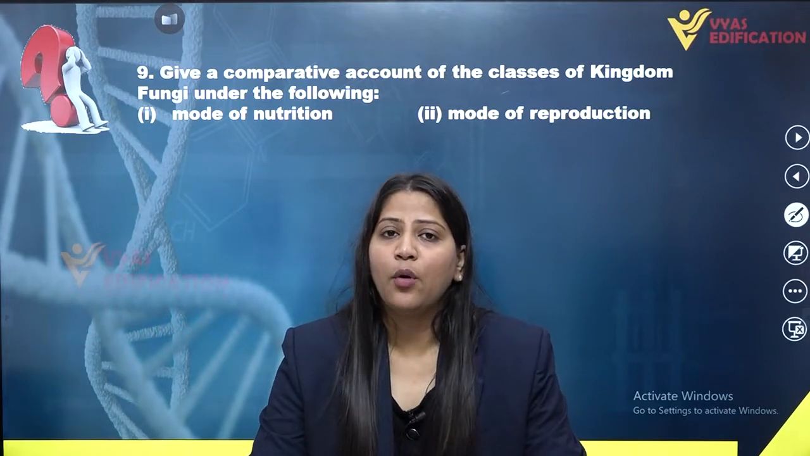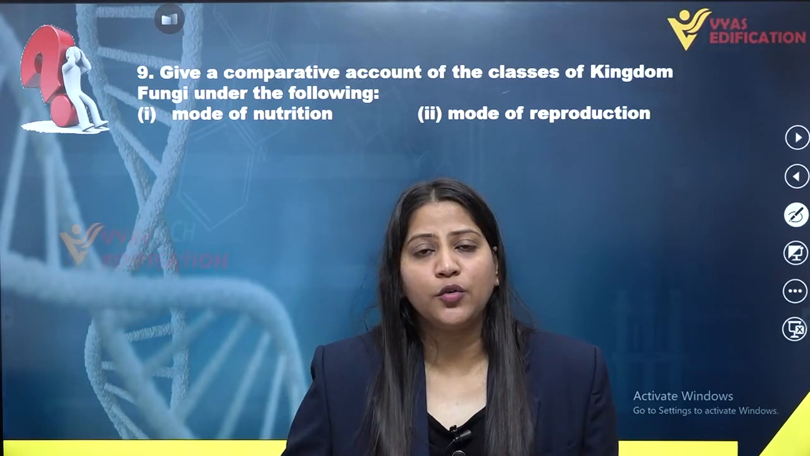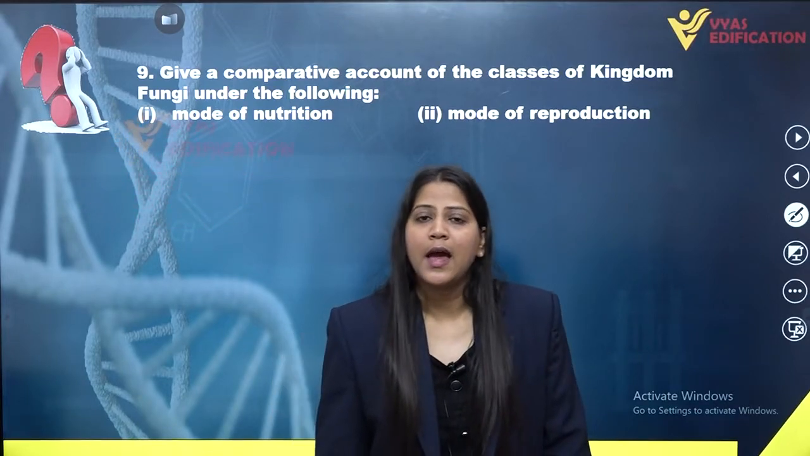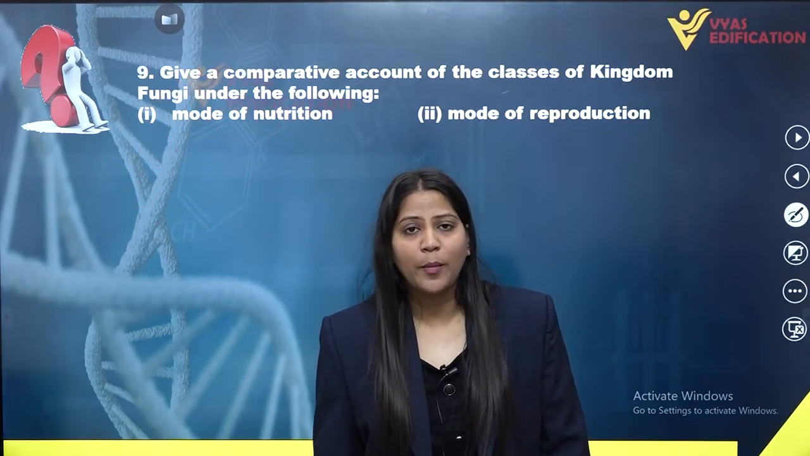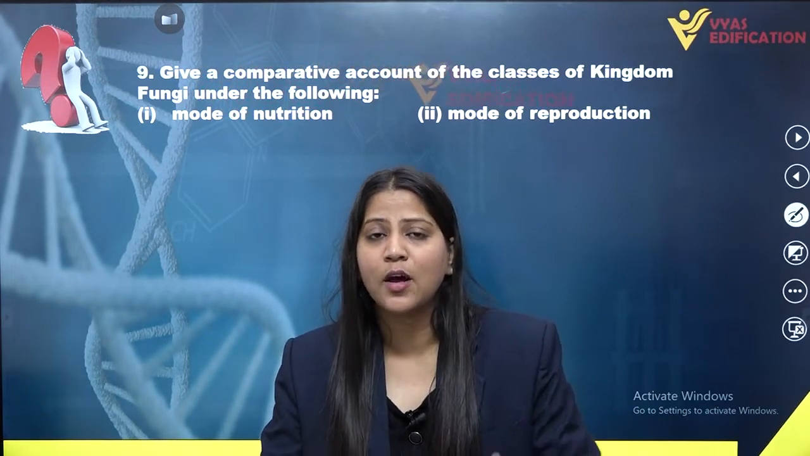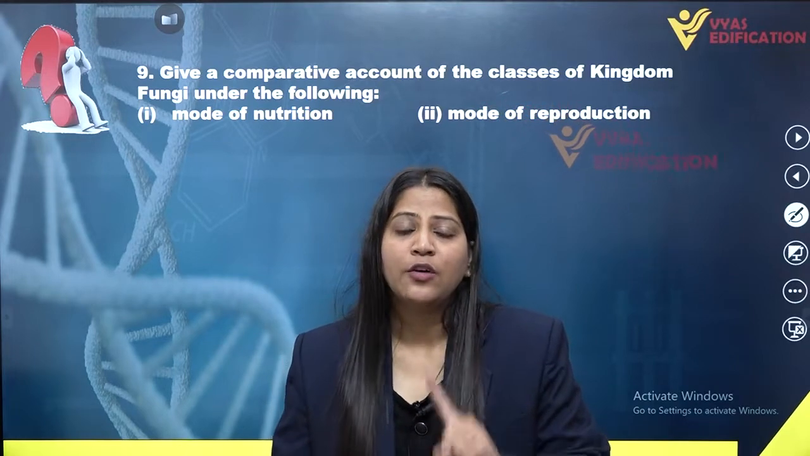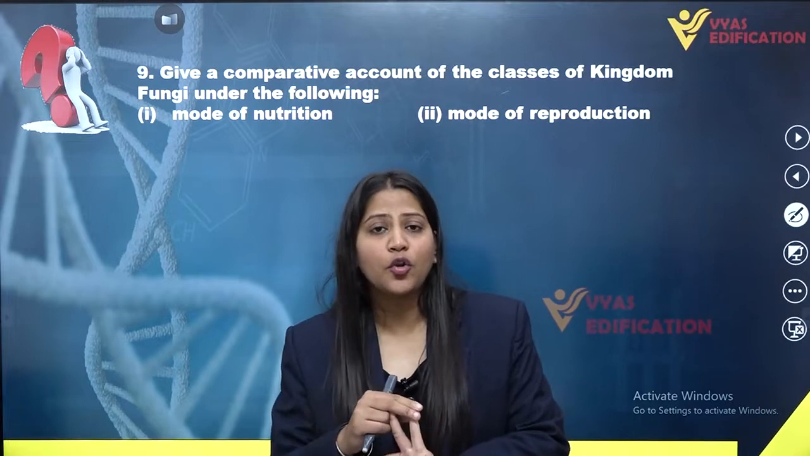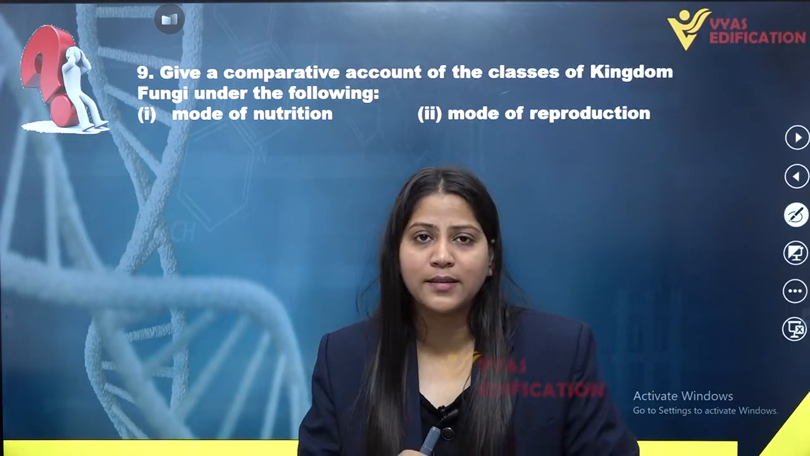Basically we have 4 classes, 4 different groups of kingdom fungi, and this includes Phycomycetes, Ascomycetes, Basidiomycetes and Deuteromycetes. So basically we have 4 classes of kingdom fungi. First one is Phycomycetes, then we have Ascomycetes, Deuteromycetes and Basidiomycetes.